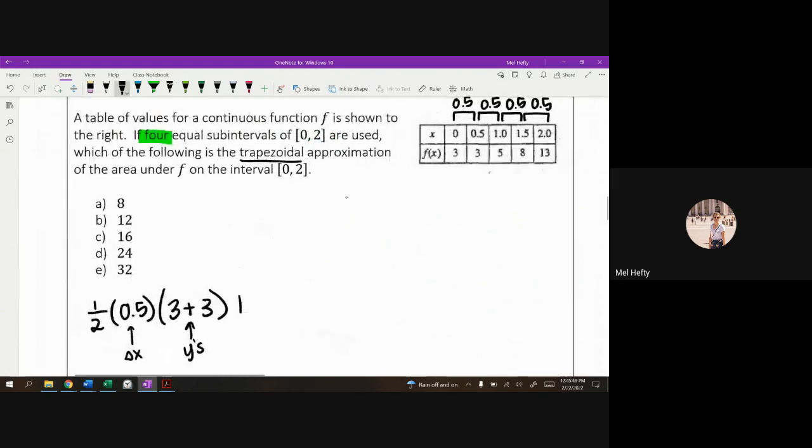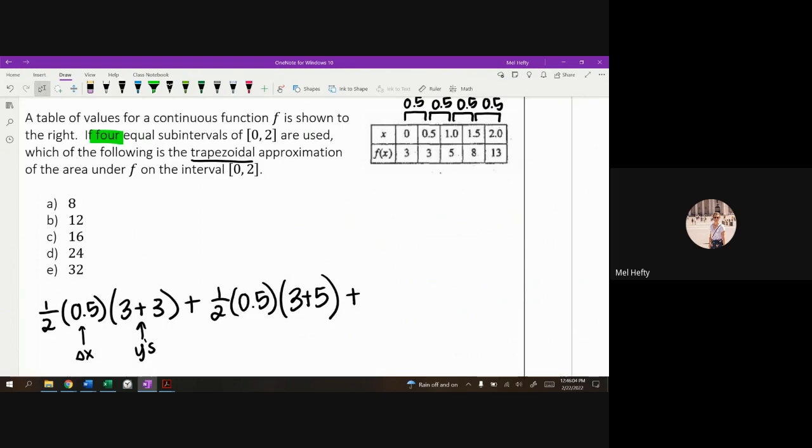All right, let's do the next one. Will it have a 1/2? Will it have a 0.5? All right, what comes next? 3 plus 5. All right, next one. How does it start? Actually, just give me the whole thing. 1/2, great. And a 0.5. Any more guesses?